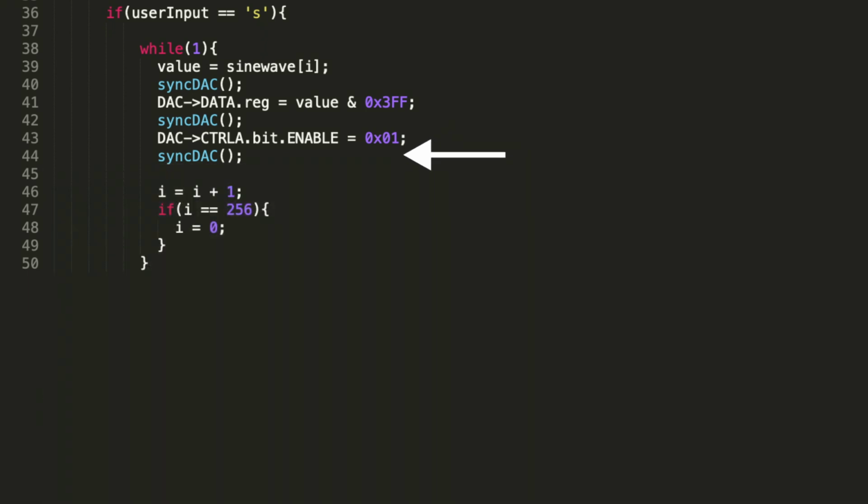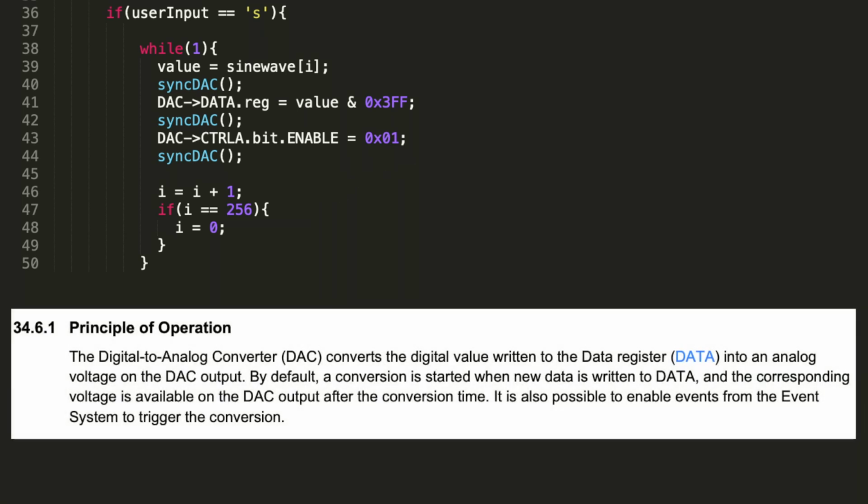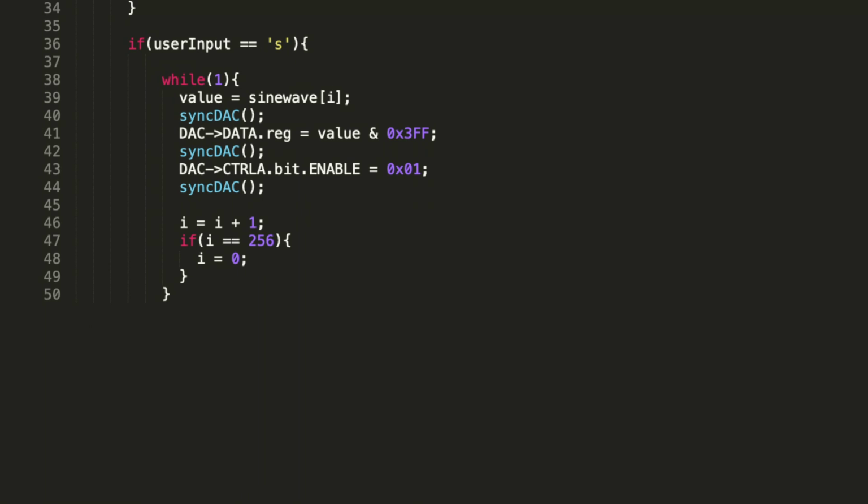For good measure, we do another sync DAC function. And then we increment the index value, just like we did in the default analogWrite function. We then iterate through this loop and continuously write these values. So this DAC will convert the digital value that was loaded into the data register, and then we enable it. So that's how we put the output voltage on the pin.